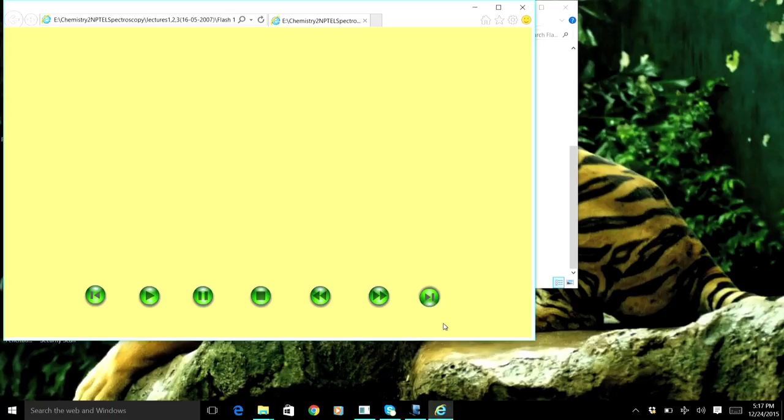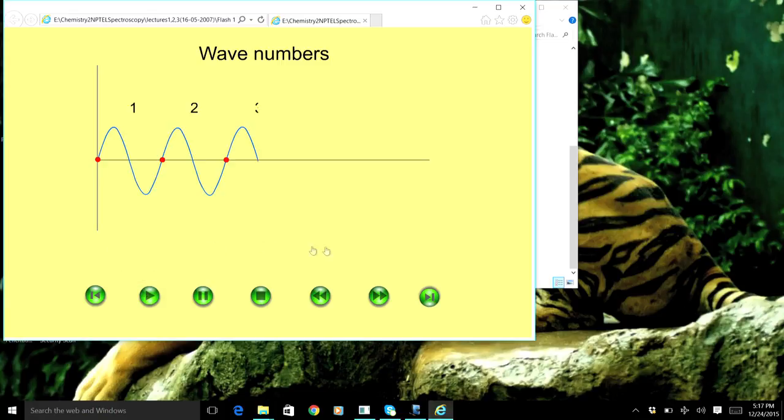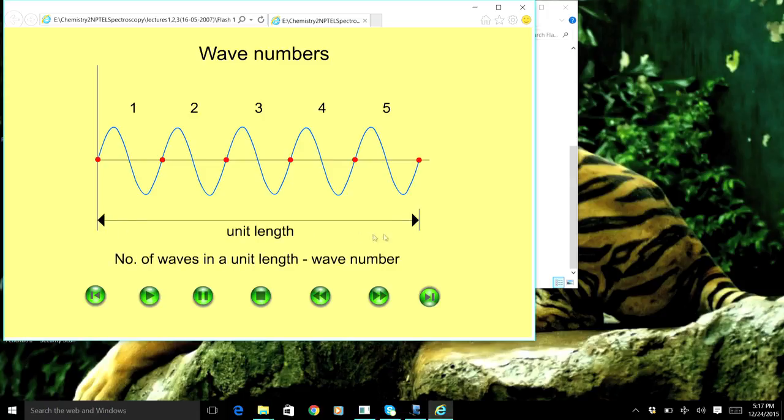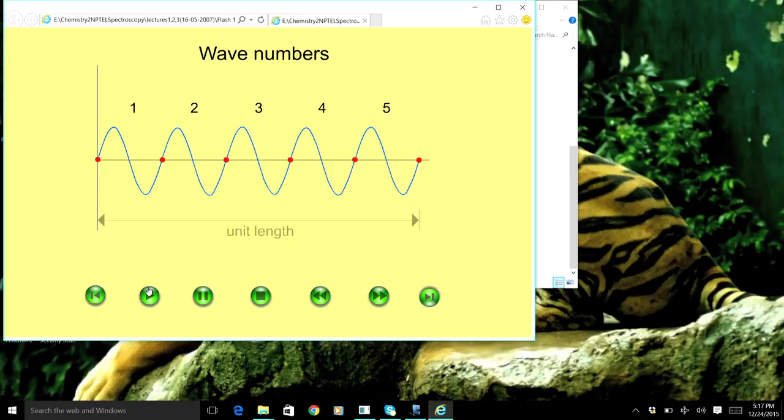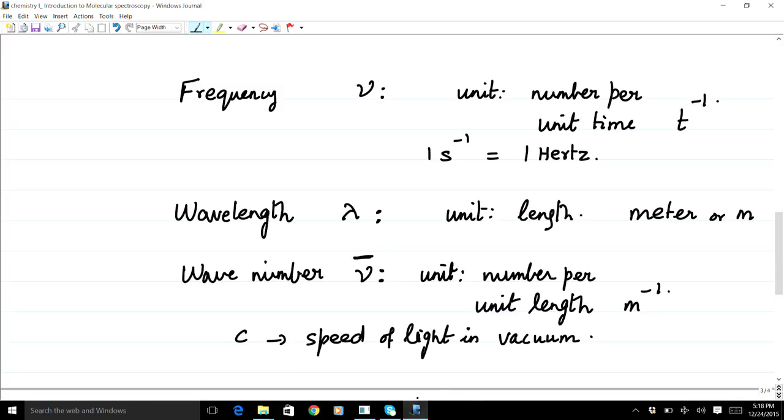What about wave number? Suppose we have a unit length marked by a distance here. If this is a unit length, then we count the number of waves in that length. So you can see immediately that the wavelength and the wave number are inverses of each other, because one is the length of the wave, the other is how many such waves there are in unit length. These are elementary ideas, but nevertheless important.